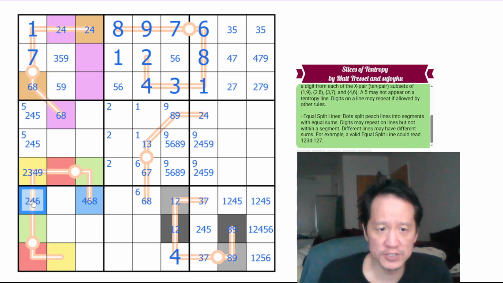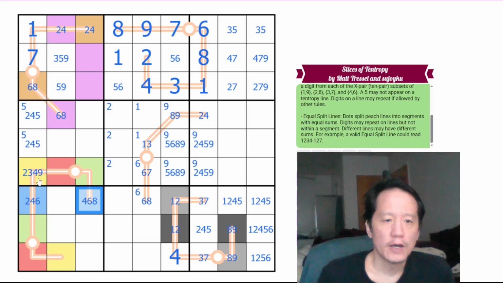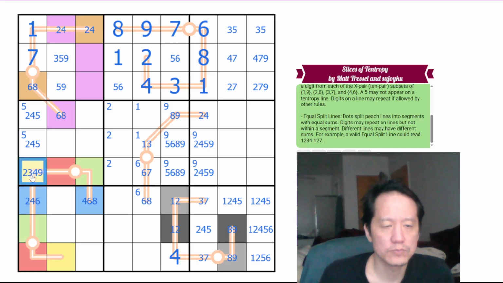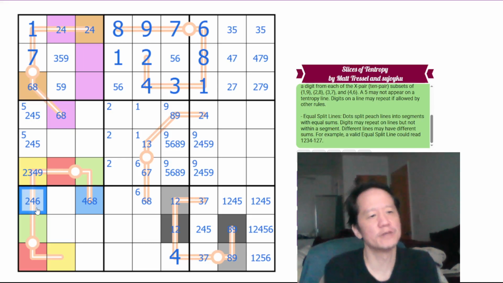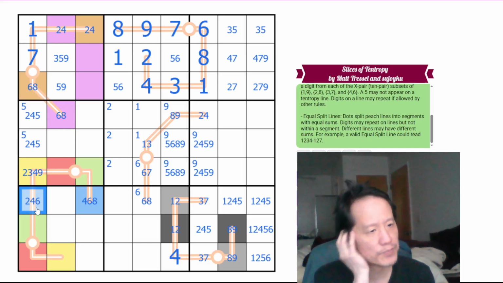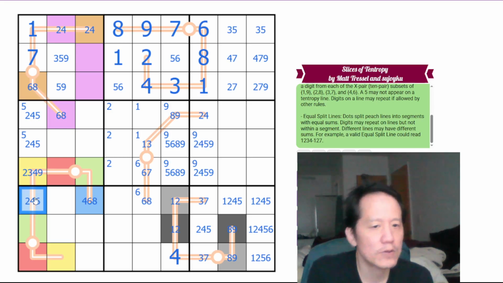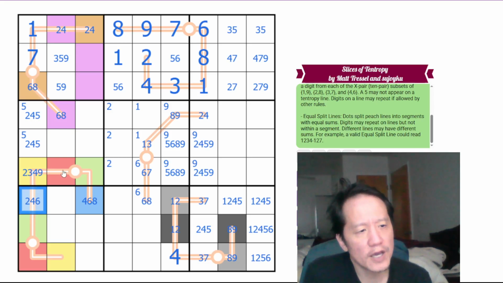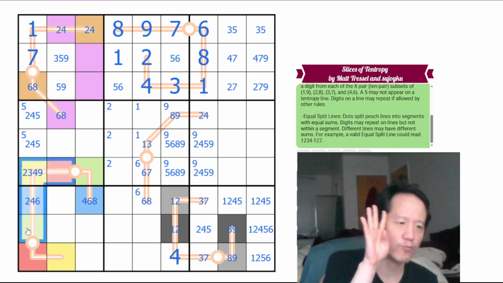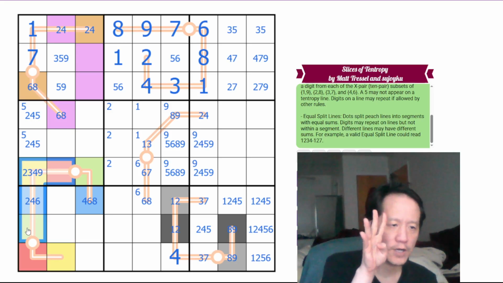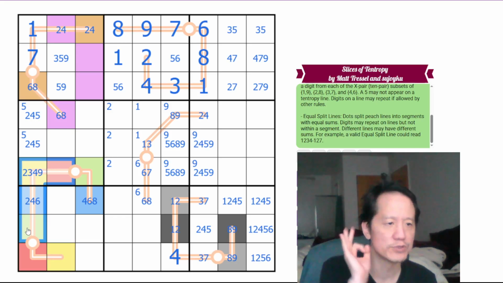Okay. If this is 6 and this is 4, how does this work then? It would have to be 1, 2, and 3 here. Well, okay. The minimum would be 1, 2, 3. It has to be 1, 2, 3 because you have to take 1 from each of the 4 10 pairs. And 6 takes up the 4 and 6. We need 1, 2, and 3.